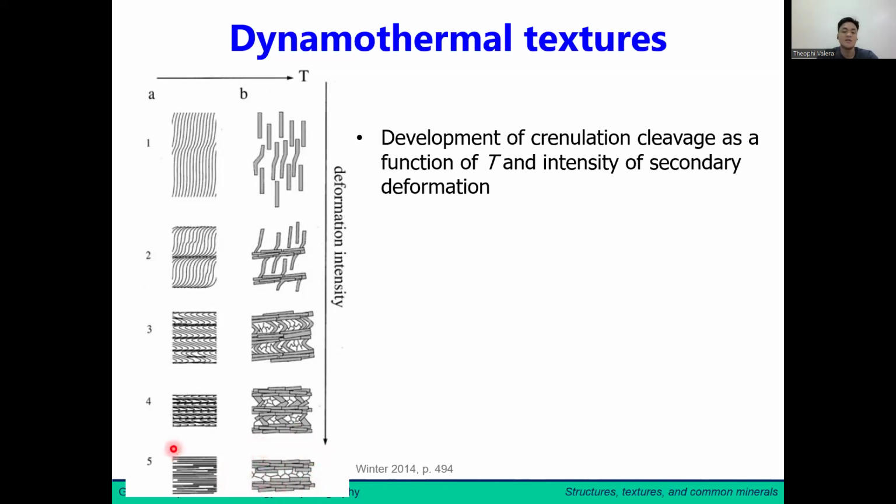And what does this say? Basically, what this diagram tells us is that with increasing deformation, the pre-existing foliation can essentially be erased. So development of crenulation cleavage is a function of temperature and intensity of secondary deformation. With increasing intensity of deformation, obviously, the new foliation will eventually follow the direction perpendicular to the stress. So, that's the crenulation from earlier. Okay, this is just fine-grained phyllite versus schist.